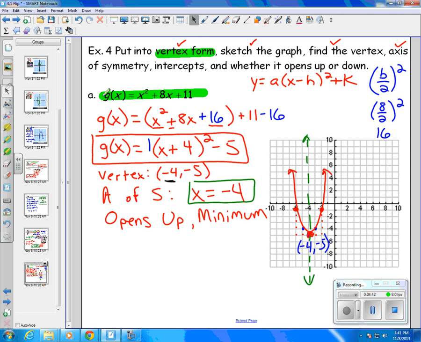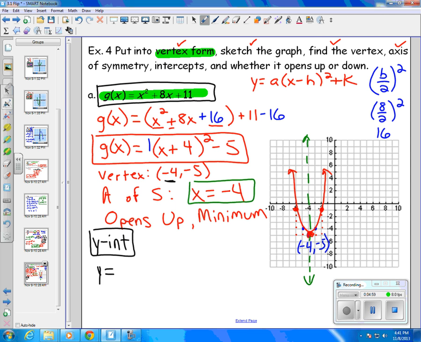And then as far as the intercepts are concerned, probably the easiest one to find is the y-intercept. What I would do is view this initial form right here to help me find the y-intercept. We know to find y-intercepts, we can plug in 0 for x. So we'd have y equals 0 squared plus 8 times 0 plus 11. So that is going to become y equals 11. So our y-intercept will be 0, comma, 11.